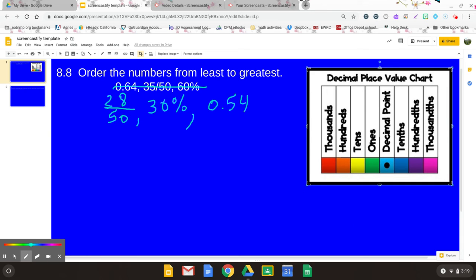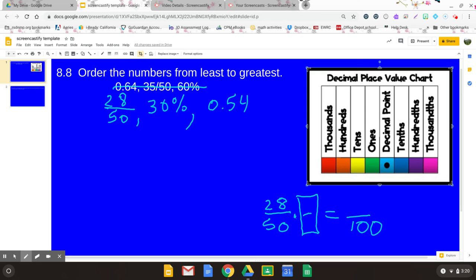Okay, I have 28/50ths, 30%, and 0.54. Because I have a percent here, I know I'm going to end up with a fraction that has a denominator of 100. So I know I'm going to be turning that 28/50ths into a fraction with 100 at the bottom as the denominator. So I have to multiply that 28/50ths times a giant 1. I want the denominator to become 100. Right now it's 50, so if I multiply it by 2, that'll work.